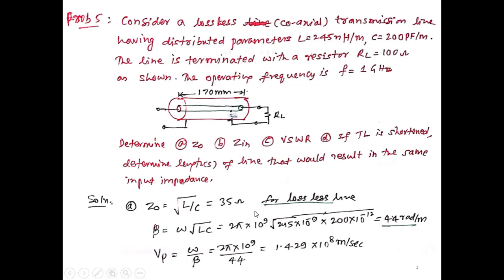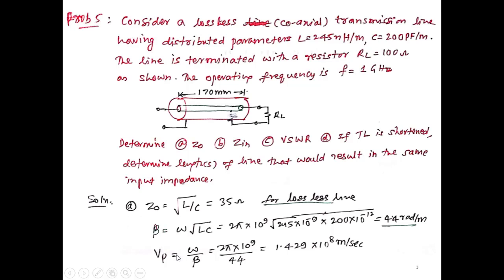And also for lossless line, beta, the phase constant, is given by angular frequency omega under root of inductance into capacitance. If you substitute the values, under root of L is 245 nanohenry per meter and C is 200 picofarad per meter, take the under root, and omega is equal to 2 pi f, where f is 1 gigahertz, 10 raised to 9, so we get 2 pi into 10 raised to 9. If you simplify this, we'll get 44 radian per meter.